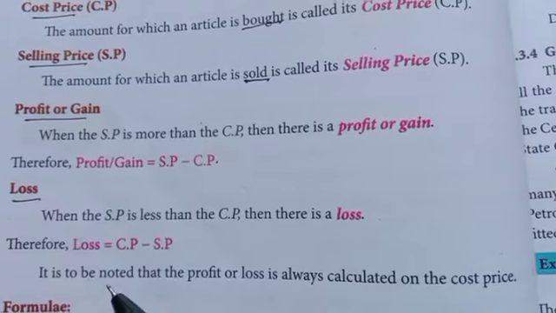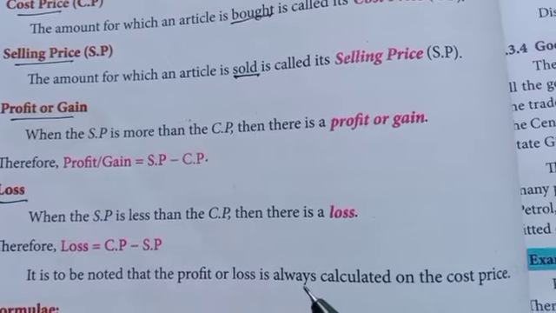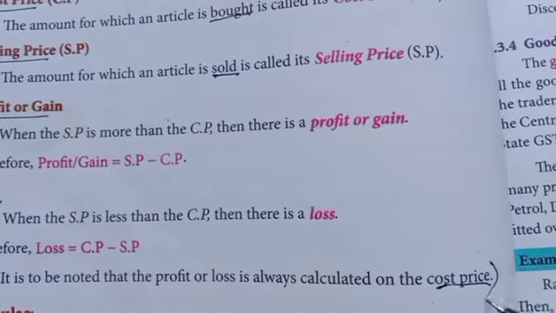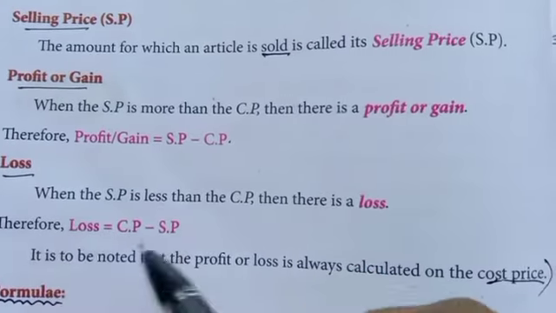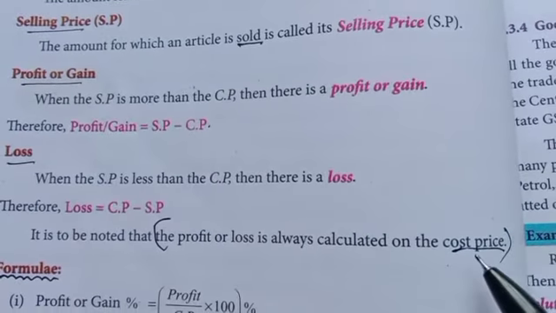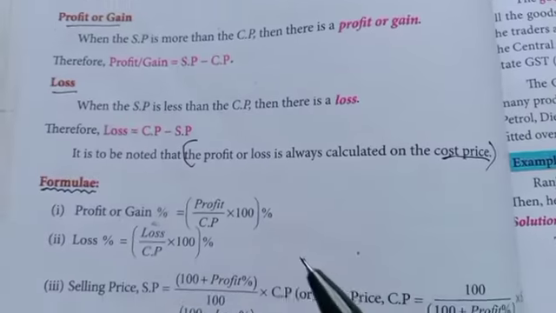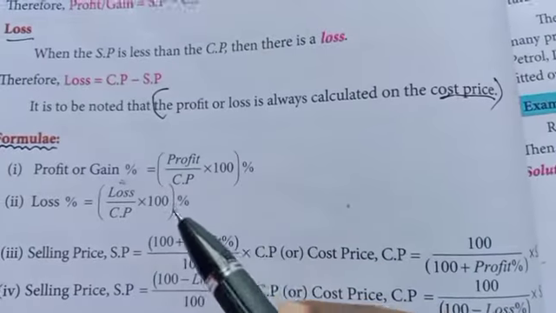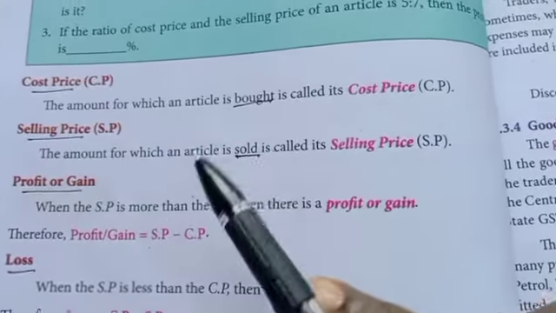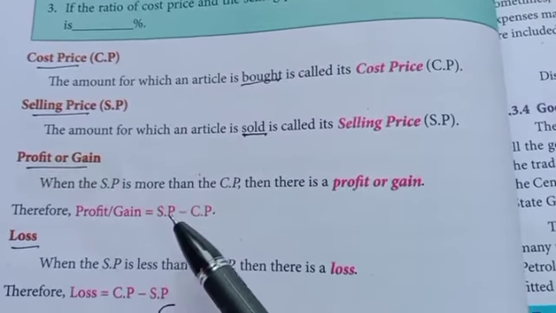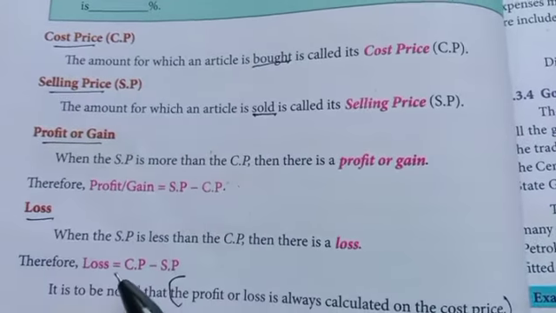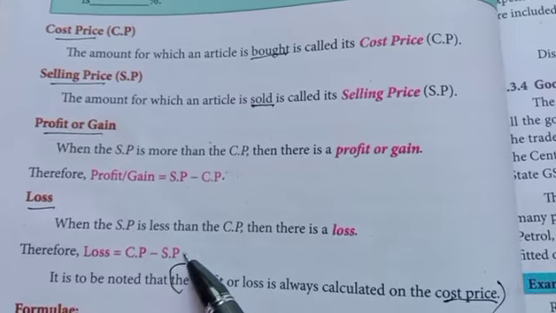It is to be noted that profit or loss is always calculated on the cost price. It is a one word question. The profit or loss is always calculated on the cost price. You have to see some of the formulas. Once again, recall: profit or gain is selling price minus cost price. Loss is cost price minus selling price.